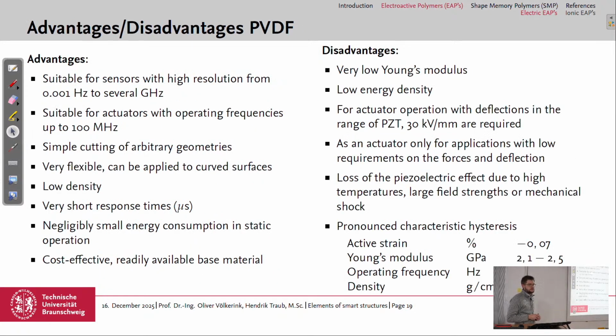So, advantages and disadvantages of PVDF. It's suitable for sensors with high resolution in terms of frequency. You can also build actuators from it. It's easy to cut arbitrary geometries from these films, for example with a CNC cutter or laser cutter. It's very flexible. It has a low stiffness, so you can apply it also to curved surfaces. Low density, especially compared to our piezoceramic, which has a density of about 7.7 compared to 1.7.